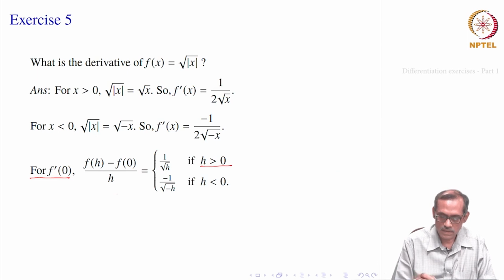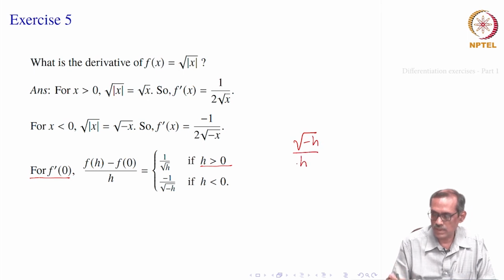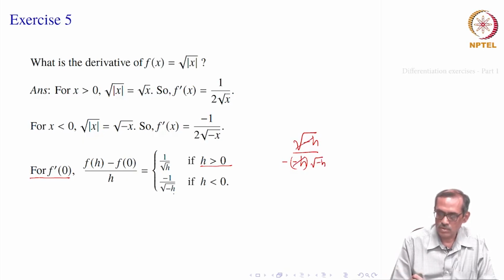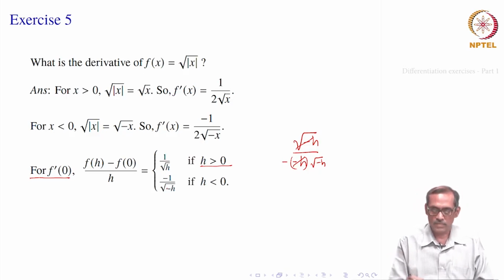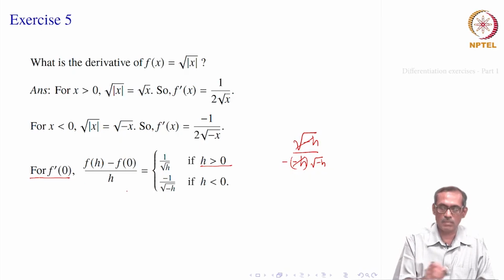Next, when h is less than 0, f of h is the square root of minus h. So, the square root of minus h divided by h: we write h as minus of minus h, and minus h is positive, so the square roots cancel, leaving a negative sign. We write minus 1 divided by square root of minus h, for h less than 0. This is how the ratio is evaluated.